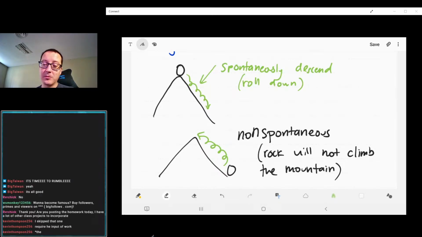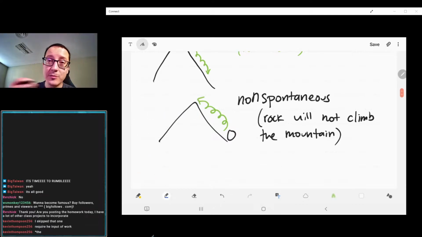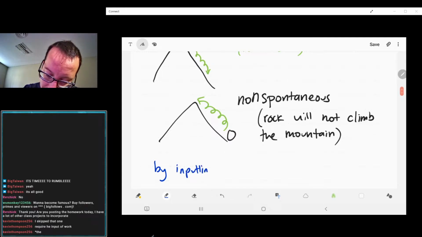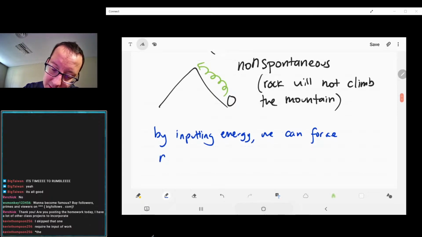It's not going to reverse itself, right? The rust is not going to turn back into iron again, unless we put some energy into it. So spontaneous things will happen by themselves, non-spontaneous will not happen by themselves, but by inputting energy, we can force non-spontaneous processes.